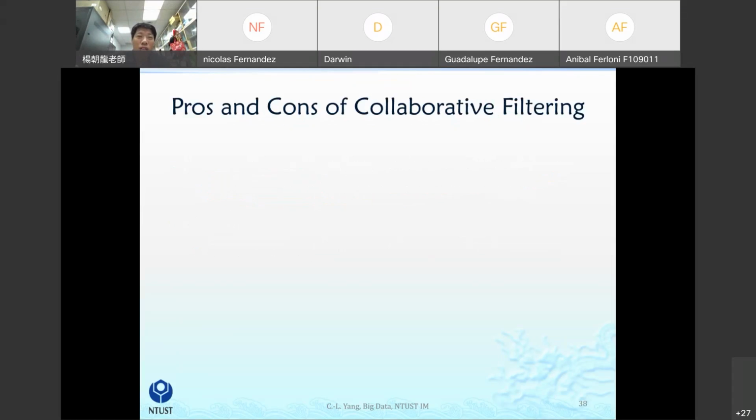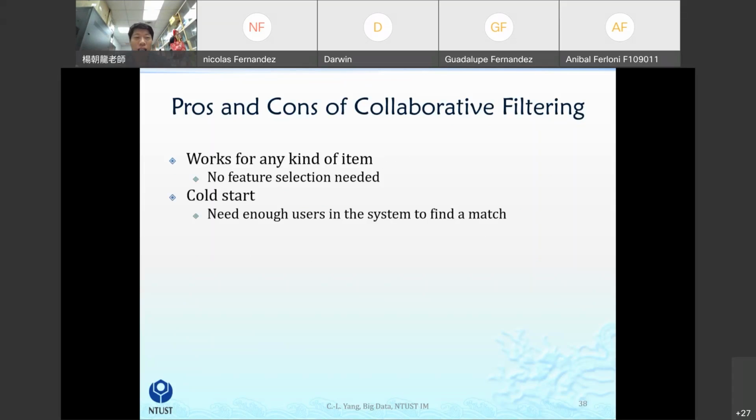Okay, let's talk about the pros and cons of collaborative filtering. It works for any kind of items, because you don't need feature extraction or selection. I mean, the feature here is about items. How do you describe a movie? How do you describe books? Something like that, but they don't need it. But the issue is that they need enough users to find a match. That's why we call it collaborative: let other people help.